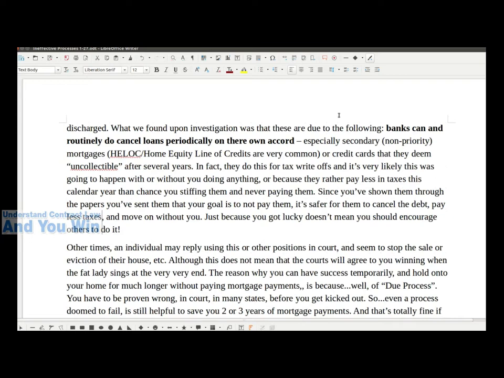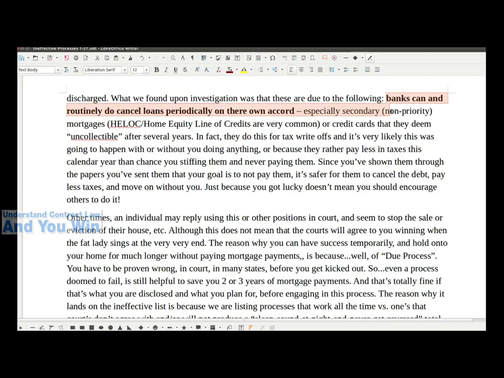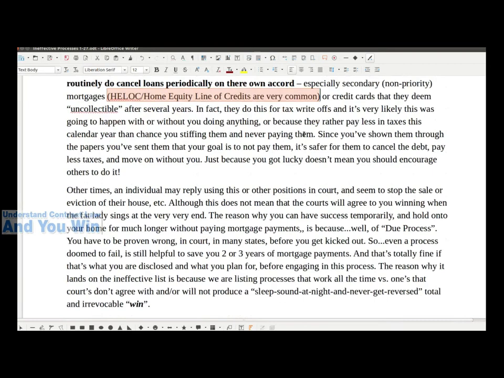Anyone that's been around mortgages and foreclosure stuff long enough should know this, but most people haven't been around it long enough. If you talk to an attorney that deals with closings and mortgages for 10 years of their life, they will probably all understand this. Banks can and routinely do cancel secondary loans, often periodically on their own accord, especially secondary or non-priority mortgages, like home equity lines of credit. It's very common for a secondary mortgage or even credit cards that they deem uncollectible after several years. It's very common that banks will cancel loans on their own.